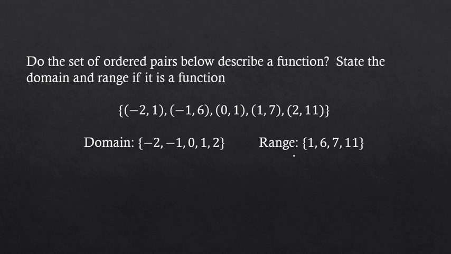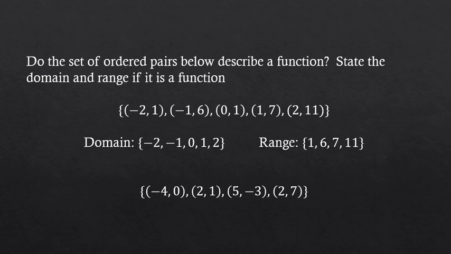The domain, once again, is just the set of all x values or inputs of these ordered pairs: -2, -1, 0, 1, and 2. The range is just all the y coordinates of these points: 1, 6, 7, and 11. Note that the number 1 showed up twice, and when we write out the range, we don't write the number 1 twice. If it's already in there, we don't have to write it a second time.